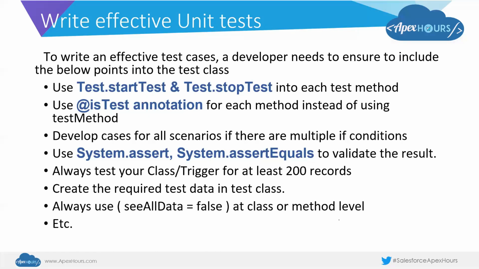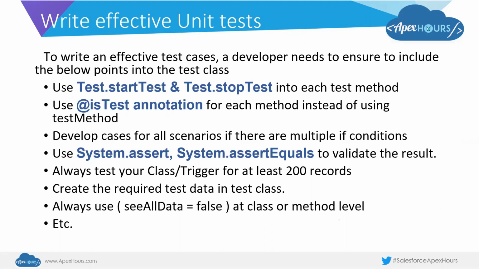We talked about using assert methods. We have System.assert, assertEquals, and assertNotEquals to validate the result, whether the result is as expected by the user or not. If not, then make modifications in your test case and don't remove System.assert, because most developers do remove it just to pass their test cases. This is not a best practice.